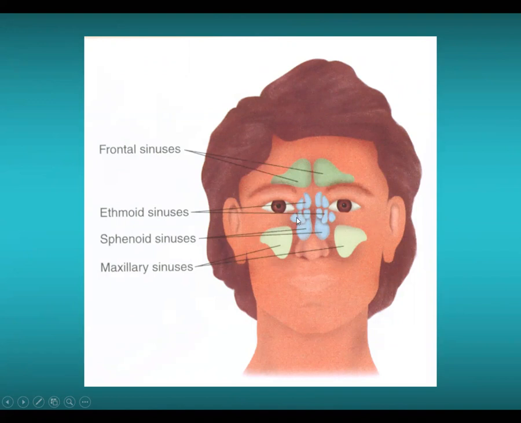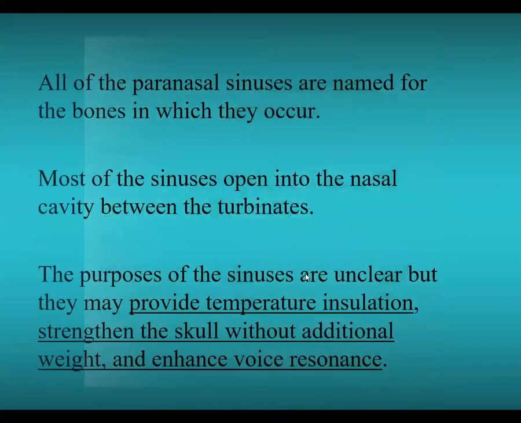Be sure you know these for your exam because you will be tested on these. Ethmoid sinuses are right up here in the nasal area. Sphenoid, which is more on the cheek area. Well, I'm sorry, the maxillary, and then the sphenoid is right under the ethmoid. All of these parasinuses are named for the bones in which they occur. Most of these sinuses open into the nasal cavity between the turbinates. So they all lead down to one area in the nose area, where the turbinates is where the air comes in, as we said before.